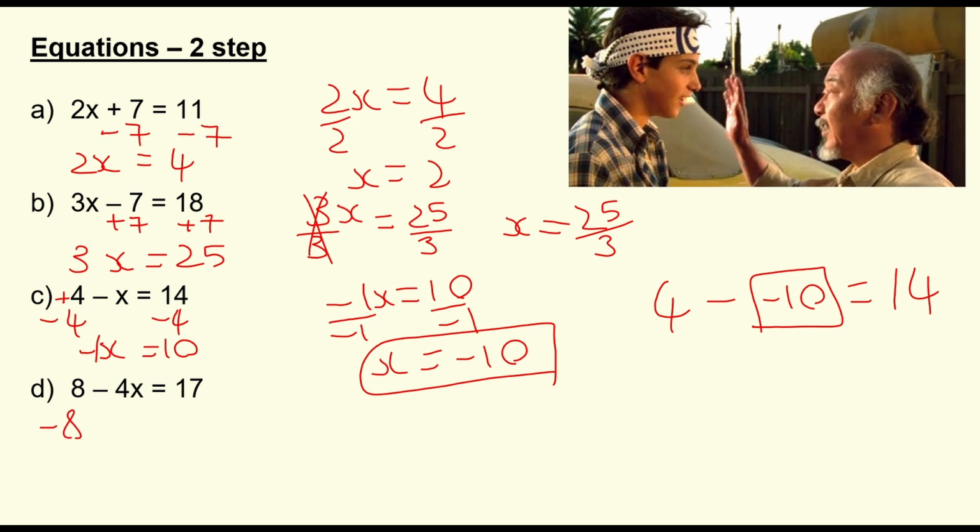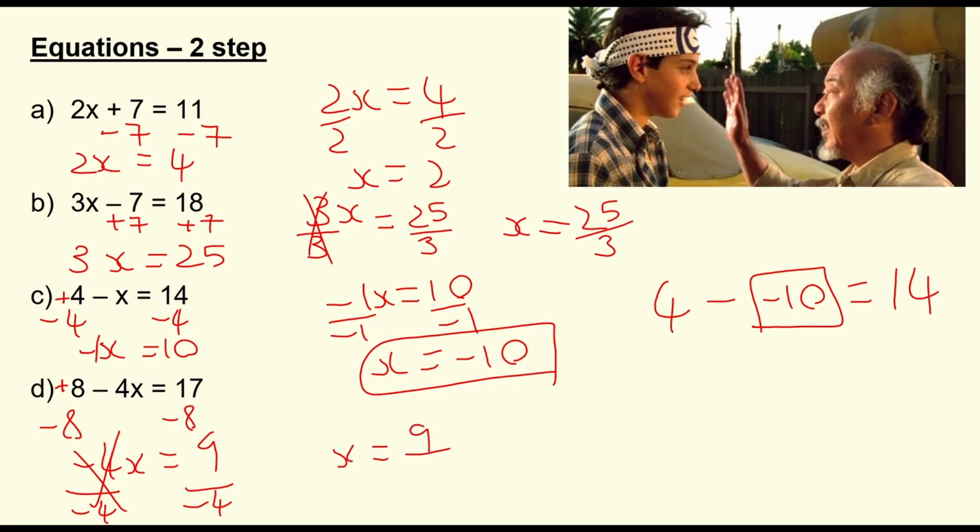Okay, so last one here. We've got a minus 8 from both sides. Be careful, that's a plus 8 there. The minus belongs to the minus 4x. Minus 8 from both sides. I've now got minus 4x equals 9. And I divide by minus 4. Okay? We'll always cancel out the x coefficient. So we've now got x equals 9 divided by minus 4.